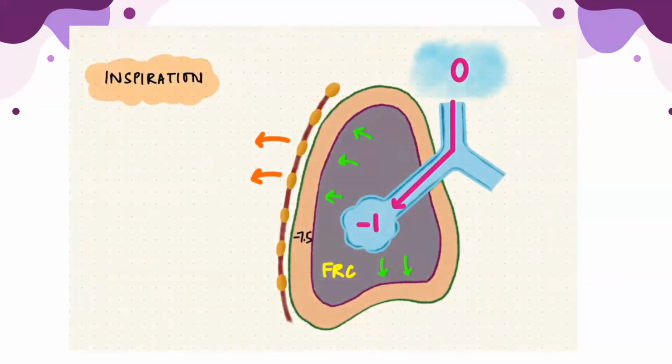Okay, now the person has started inhalation. So what's happening? The chest wall moves outwards, okay? And the lung also follows. What happens to the pleural pressure is that it decreases to -7.5.